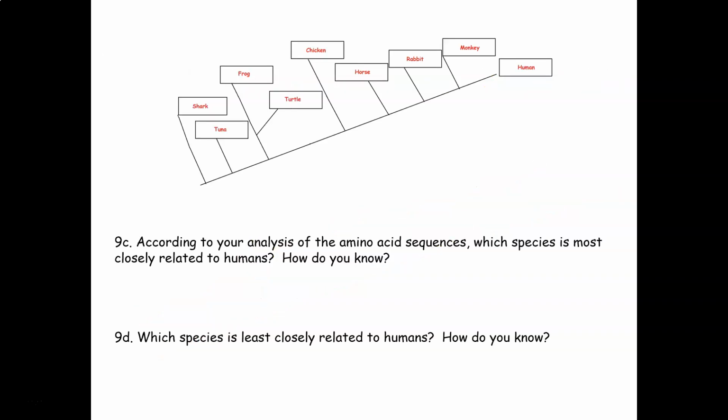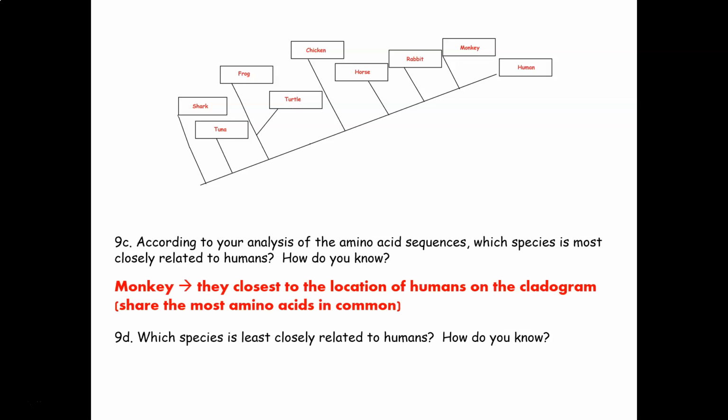Okay, so let's take a look at some follow-up questions then. So according to your analysis, according to the cladogram we built, which species is most closely related to humans, and how do you know? All right, so again, if we're saying most closely related, that means they have to have the fewest number of differences between their sequences, which also would mean that they're closest to each other on that cladogram. So in this case, it should be your monkey.